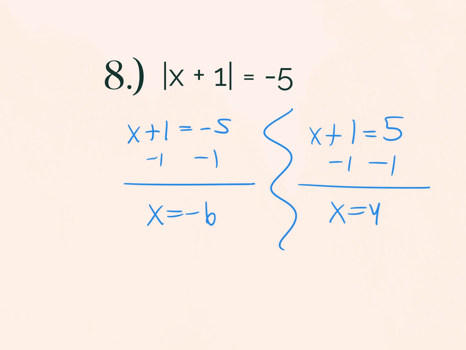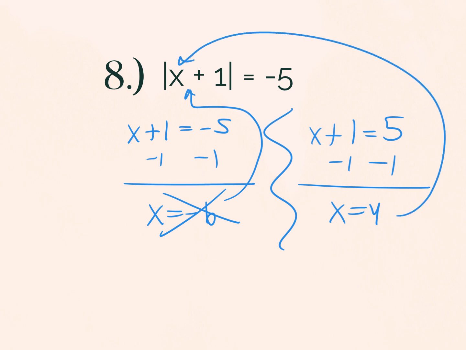But let's check it. If I take negative 6 and plug it in right here, what is negative 6 plus 1? Negative 5. Great. But what is the absolute value of negative 5? Does 5 equal negative 5? No, so that one doesn't work. Same thing here. If I take 4, what's 4 plus 1? 5. Okay, what's the absolute value of 5? 5. But does 5 equal negative 5? No, so that's no solution.